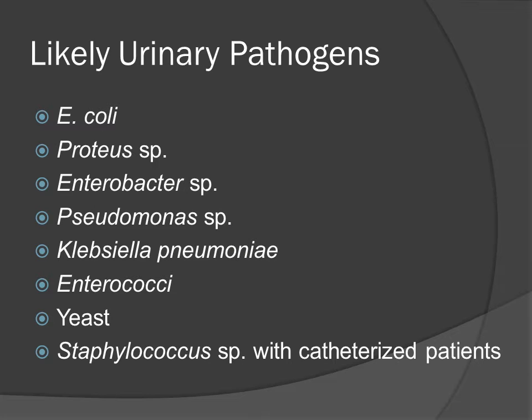So what are the likely urinary pathogens? In the last lecture, we talked about the antibiogram. So I encourage you to go back, take a look at the antibiogram, and look at our sensitivity and resistance data for each of these likely urinary pathogens. So we figure that a lot of urinary tract infections are caused by gram-negative rods. There's also a role for yeast, and then also for Staphylococcus species with catheterized patients.